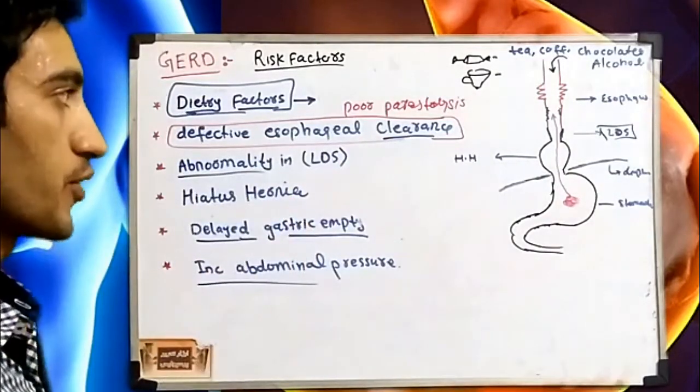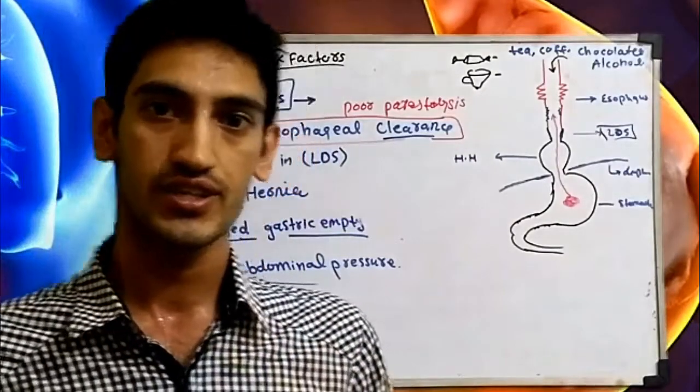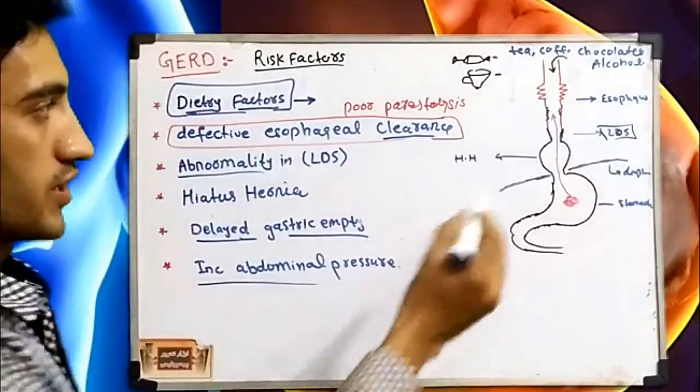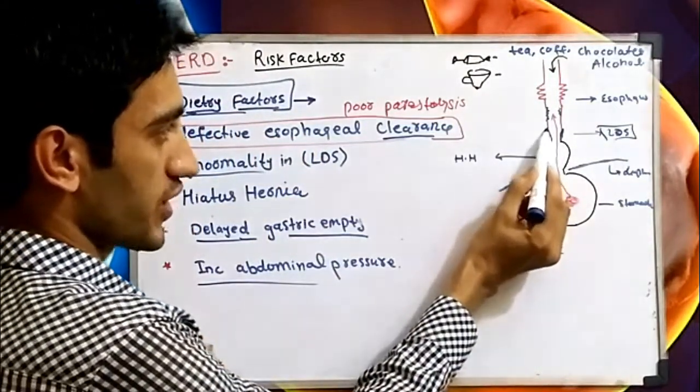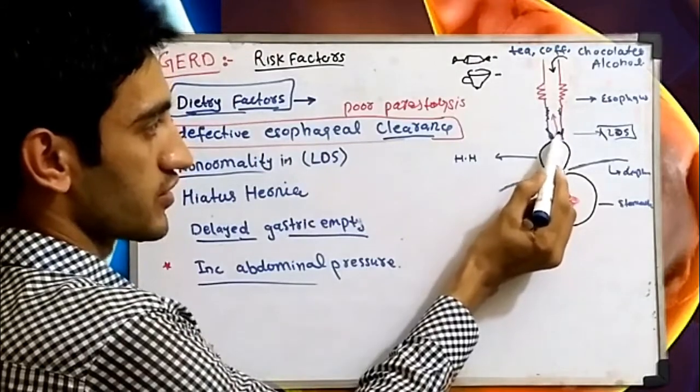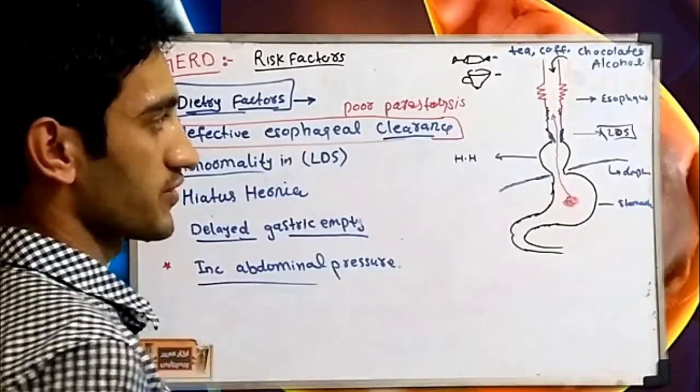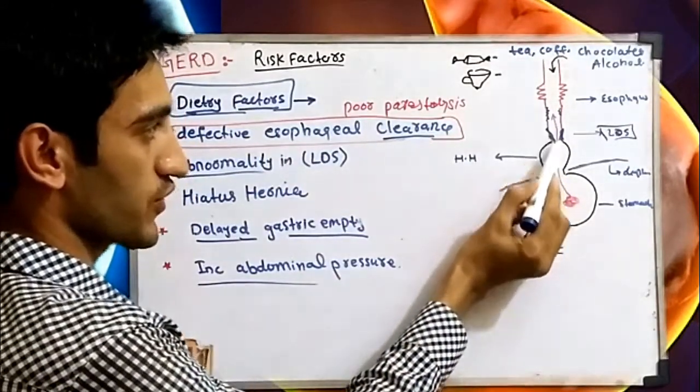Third risk factor is abnormality in the lower esophageal sphincter. As I talked about before, the lower esophageal sphincter is present at the junction of esophagus and stomach.